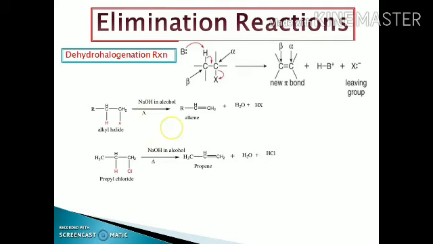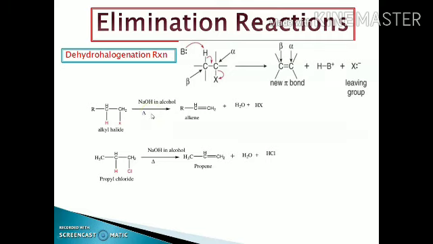When a haloalkane with beta hydrogen atoms is heated with an alcoholic solution of a base such as potassium hydroxide or sodium hydroxide, there is an elimination of the hydrogen atom from the beta carbon atom and the halogen atom from the alpha carbon atom. As a result, an alkene will form as a major product. Since the beta hydrogen atom is involved in the elimination, you can say these reactions are beta elimination reactions.